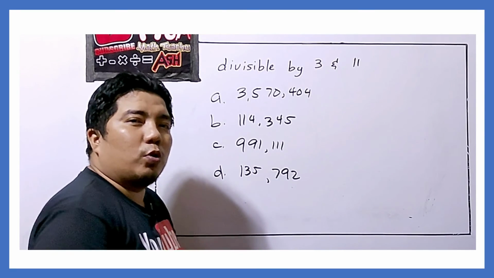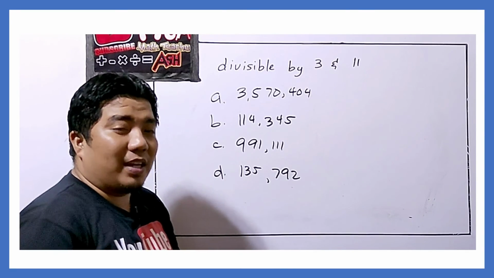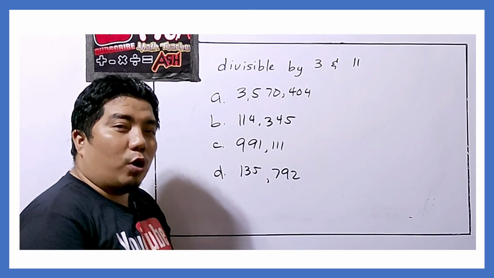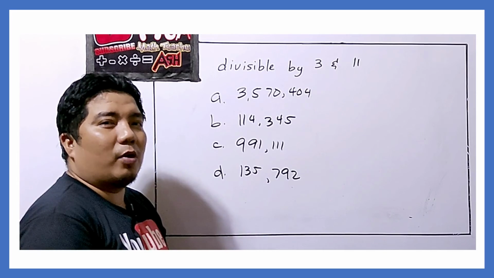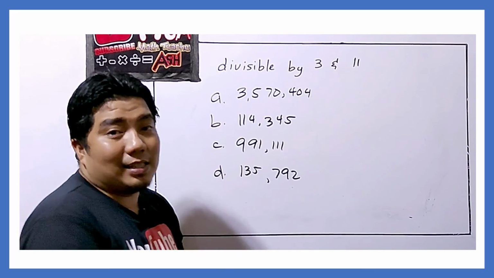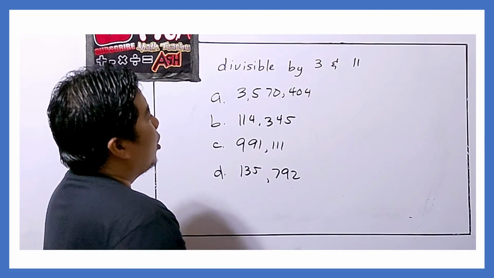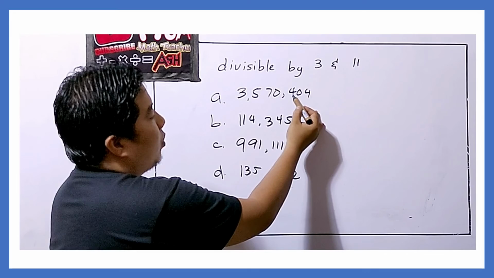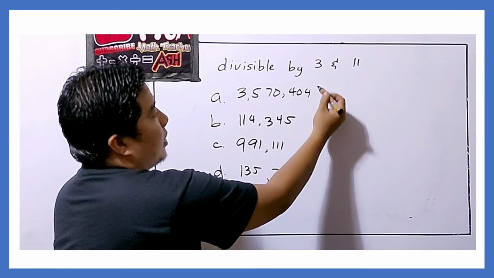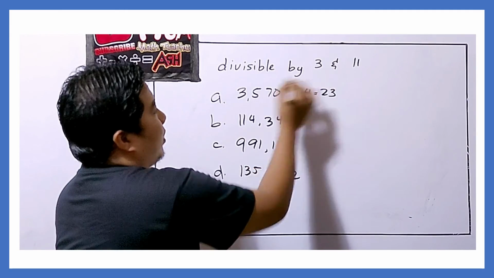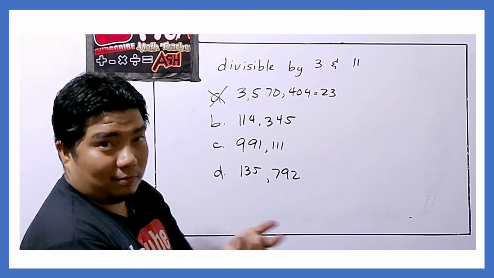Now, you need to know the technique in getting the divisibility of 3 and 11. For the divisibility of 3, you just add all the digits, and when the sum of those digits is divisible by 3, then that number is divisible by 3. Okay, let's try. So 3 plus 5, that is 8. 8 plus 7, that is 15. 15 plus 4, 19. 19 plus 4, that is 23. 23 is not divisible by 3, therefore this is wrong.